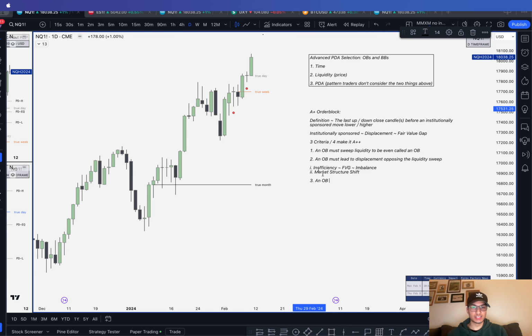Let's just call this three criteria then. An order block is even better if it trades into an imbalance, i.e., the order block that engages a fair value gap, breaker block, mean threshold or CE of a wick, etc., is going to be a higher confluence order block.